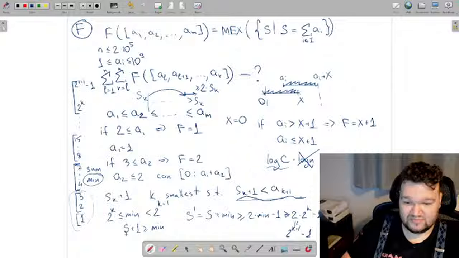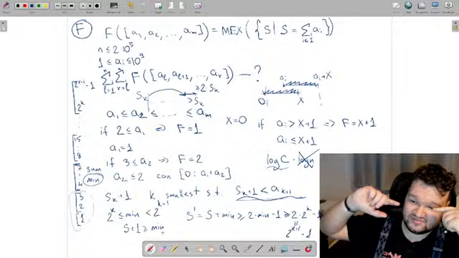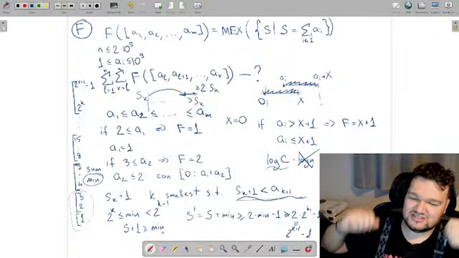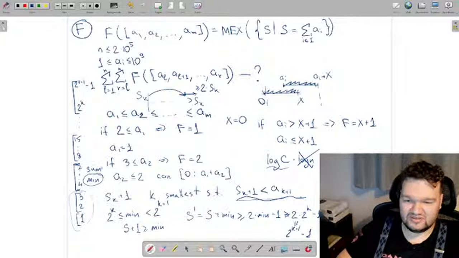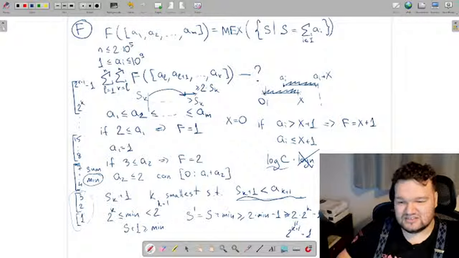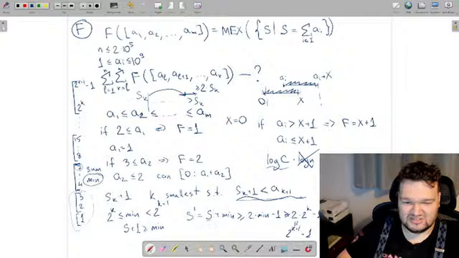If it is not true, so s plus 1 is greater or equal than the minimum, then I'm saying that after we add minimum to the sum it is already big enough, like it is at least the upper bound of the corresponding bucket. Like this new sum is old sum plus minimum, which is at least 2 times minimum minus 1. Minimum was in the bucket, so it is at least 2 to the power of k. So our bucket is from 2 to the power of k inclusive to 2 to the power of k plus 1 not inclusive. So the minimum was at least 2 to the power of k.